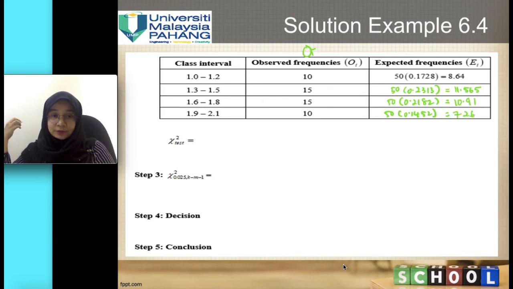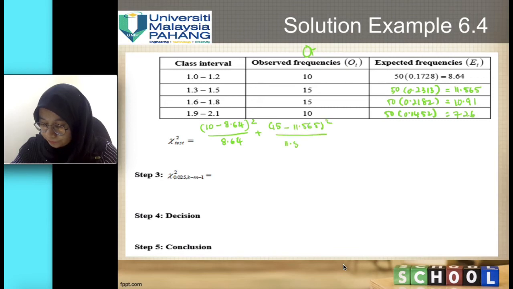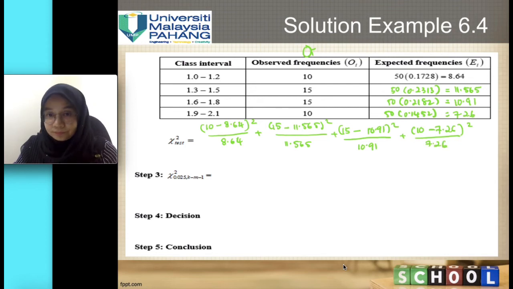So can you calculate the chi-square test? Yes, you can calculate the chi-square test. 10 minus 8.04 squared divided by 8.04 plus, and so on. So what is your answer here for the chi-square test? My answer is 3.8.